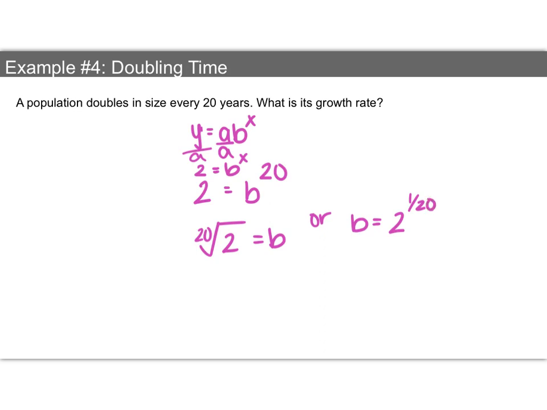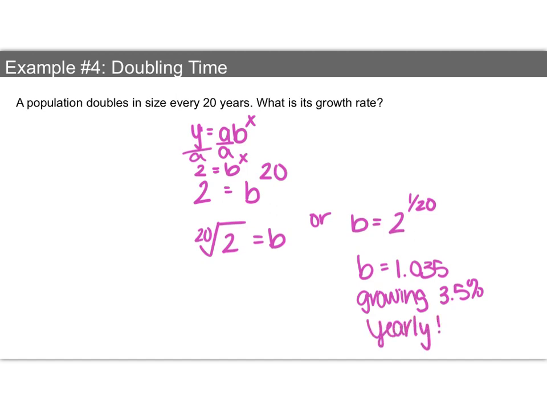So then we're going to plug that into our calculator, and we get that b should be equal to 1.035, which means that the growth rate is that it's growing by 3.5% yearly. So it's growing 3.5% yearly.